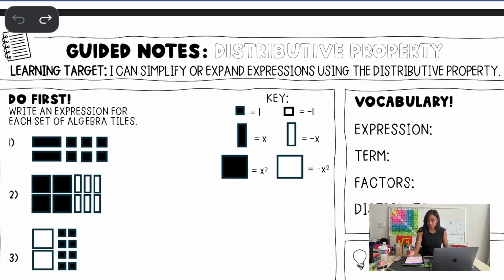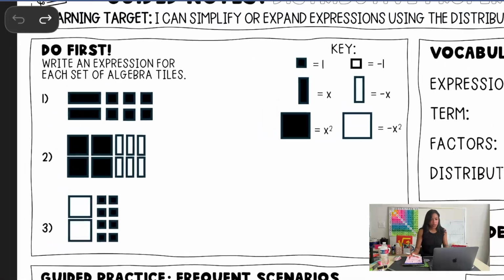Perfect. All right, let's start as always with our learning target. I can simplify or expand expressions using the distributive property. We will actually be talking about a little bit of both of those today. All right. As always, we're going to start with the do first.